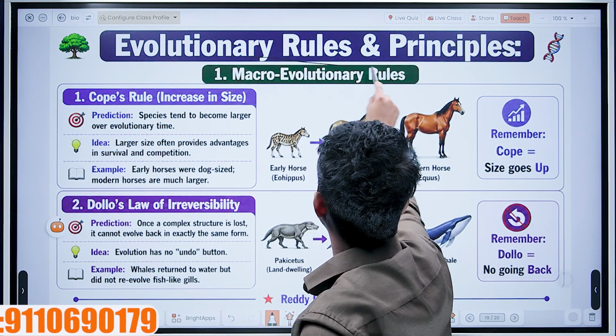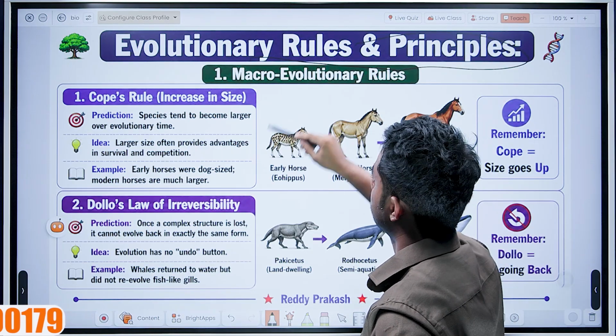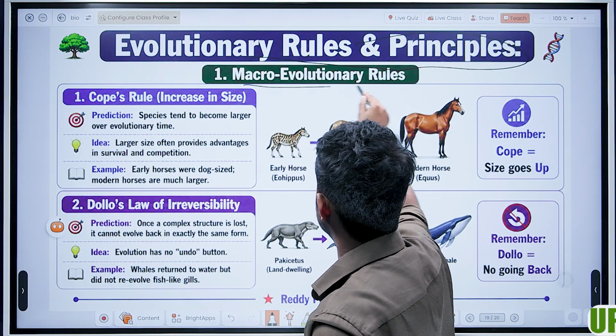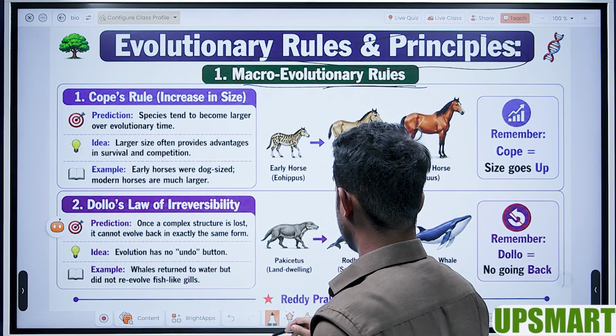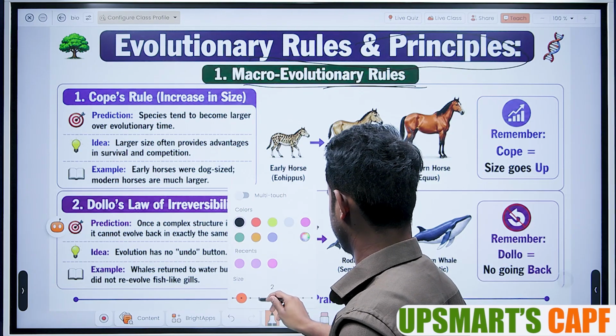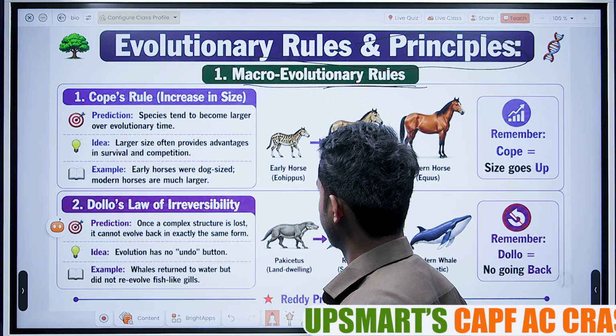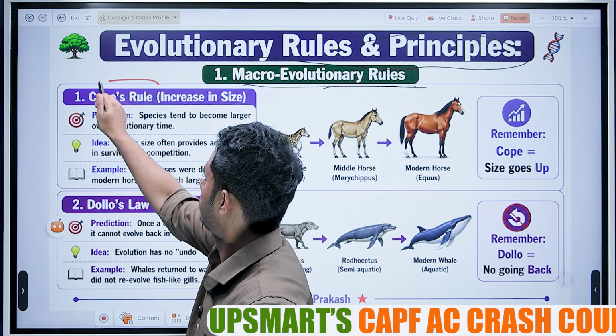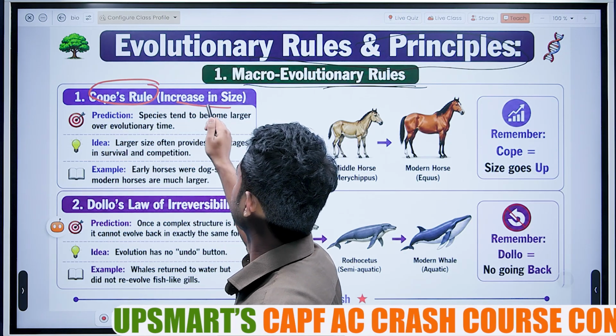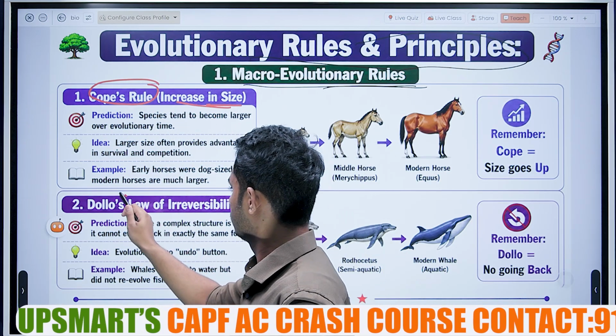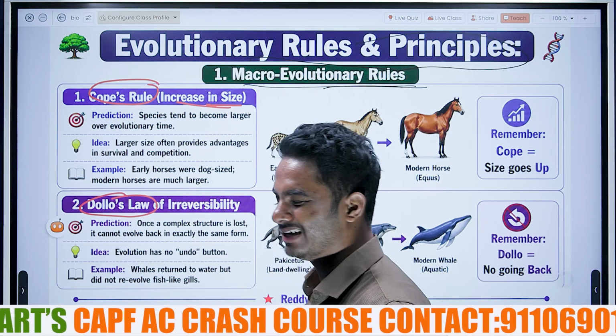One is evolutionary rules and principles. One is macro evolution rules. In macro evolution rules, there are a few kinds, like the Cope's rule, increase in size. Then the Dollo's law. I'll tell you what these are.